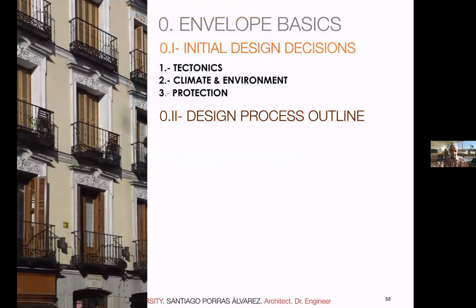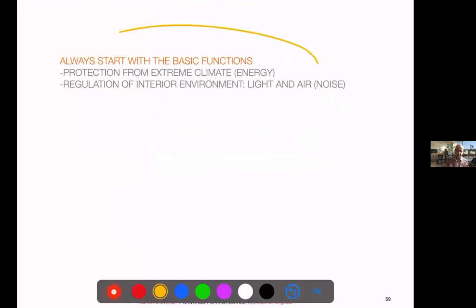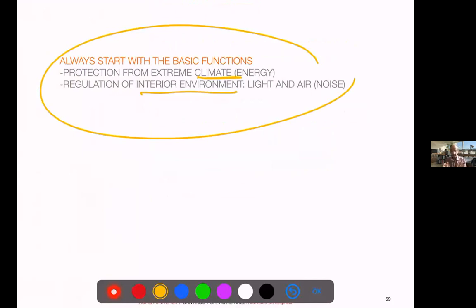So let's go fast into the design process outline. We always need to know how much we need to work with the climate and how we'll deal with the interior environment, especially in terms of light, air, and noise, right? Ventilation.